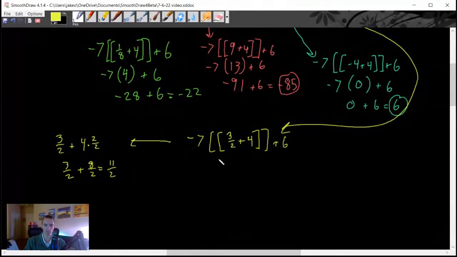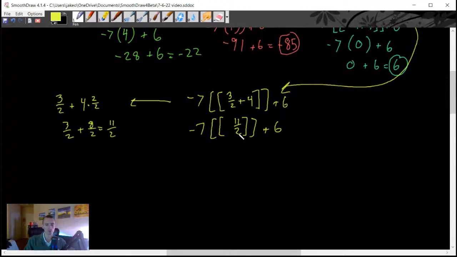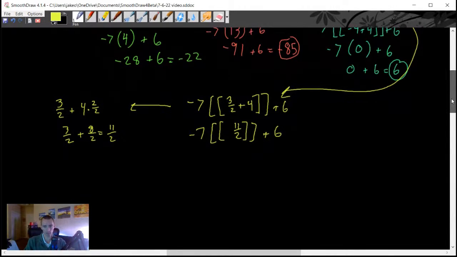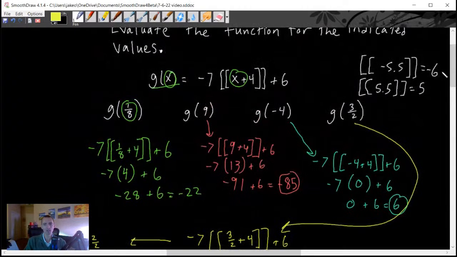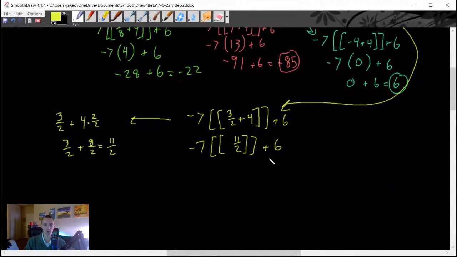So we're going to have the step of 11 over 2 times negative 7 plus 6. 11 over 2 is the same as 5.5. I coincidentally kind of gave that as an example over here. Since taking the step of 5.5 is just rounding it down to the nearest whole number, the step of 11 over 2 is just 5.